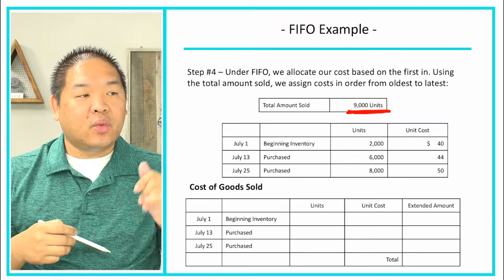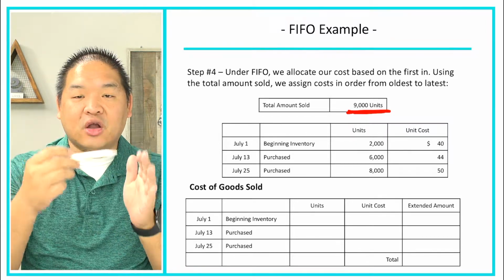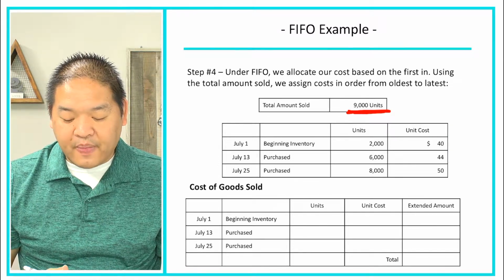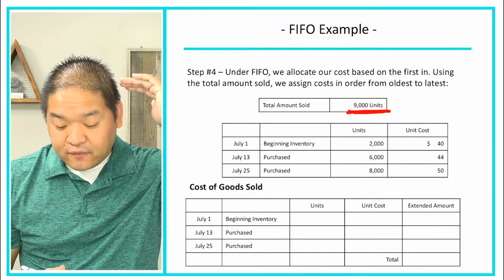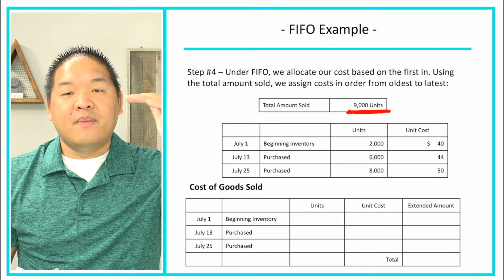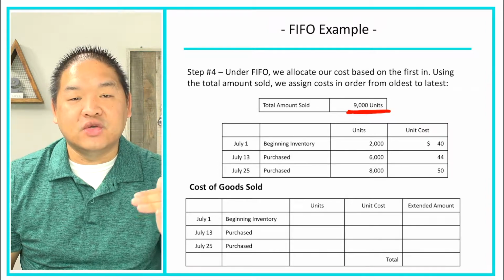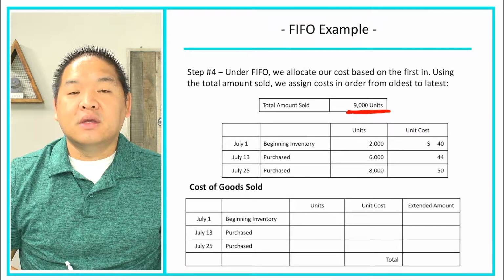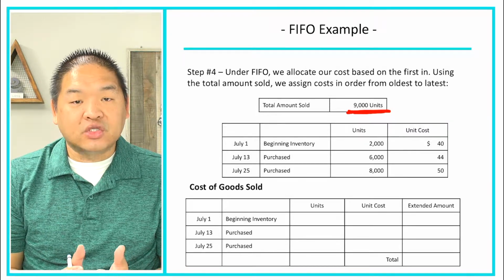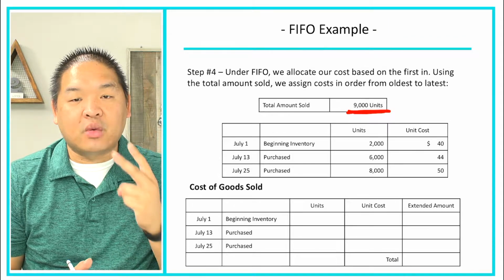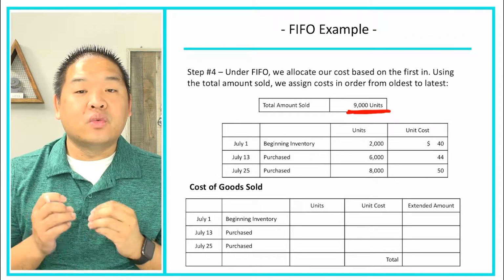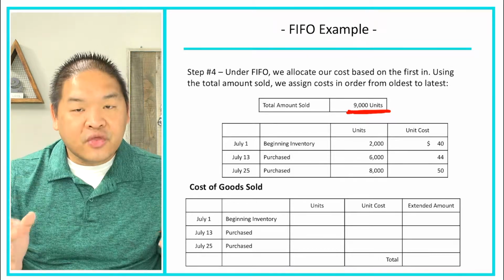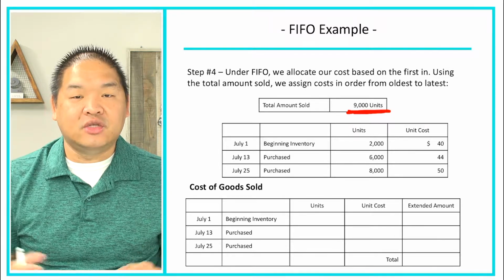And so what we're going to do is work our way through those 9,000 and assign it a cost based on the layers that we have. So if I look at July 1, that's the first one. So we're going to assign $40 to the units. But how many units can we assign it to? So of the 9,000, can I assign $40 to all 9,000? The answer should be no, because there were only 2,000 units that were purchased at $40. So really, I can only assign $40 to 2,000 of the 9,000 units that we sold.